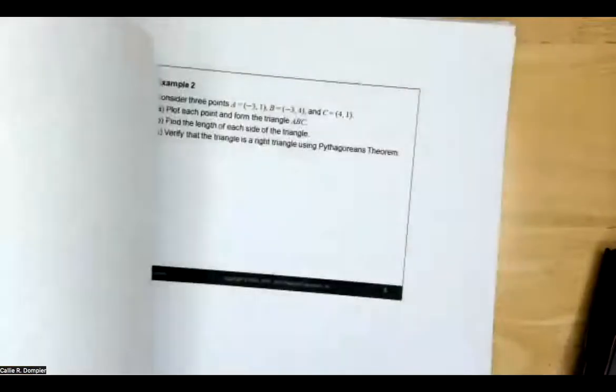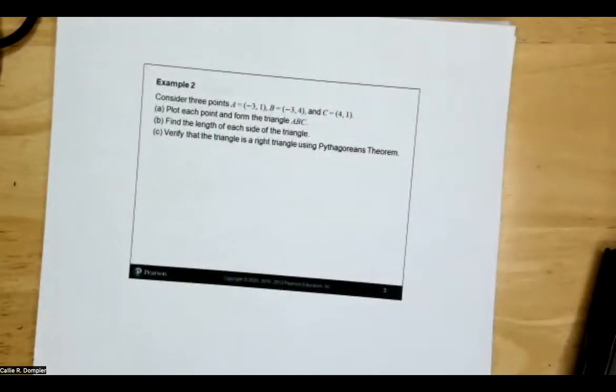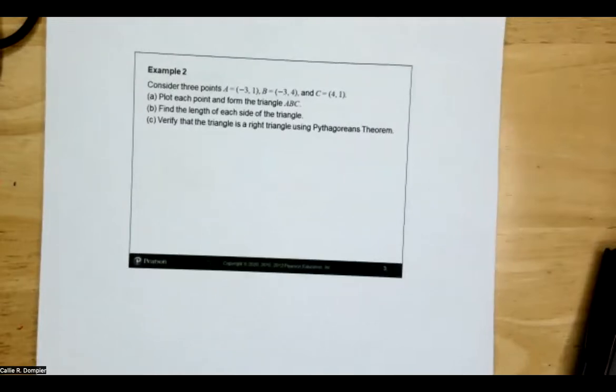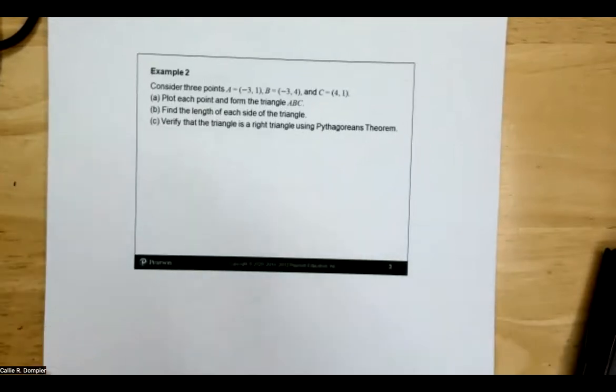It will give you the distance between any 2 points. Here's an example of how to use it. Consider 3 points. A is (-3, 1), B is (-3, 4), and C is (4, 1). Plot each point to make the triangle ABC, find the length of each side of the triangle, and then verify that the triangle is a right triangle using the Pythagorean theorem. All right. Sorry, my ruler is under my computer.